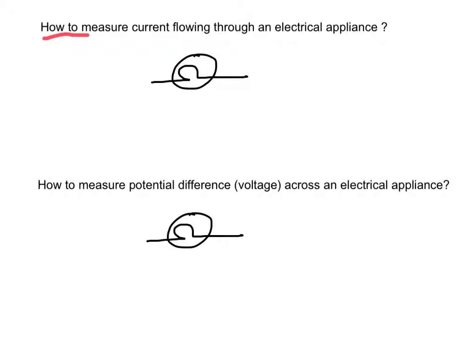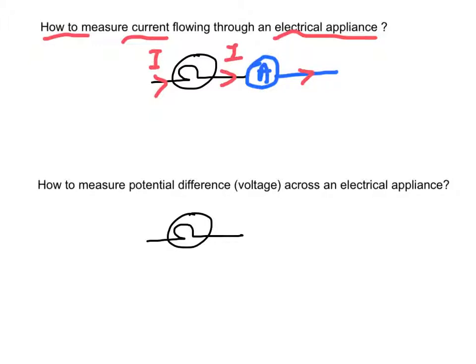How to measure the current flowing through an electrical appliance? In order to measure the current passing through the light bulb, we should connect an ammeter in series with the light bulb. Therefore, the current I can be registered or recorded by the ammeter A.